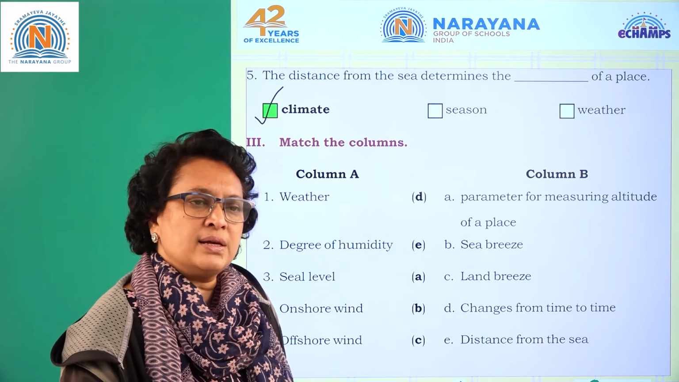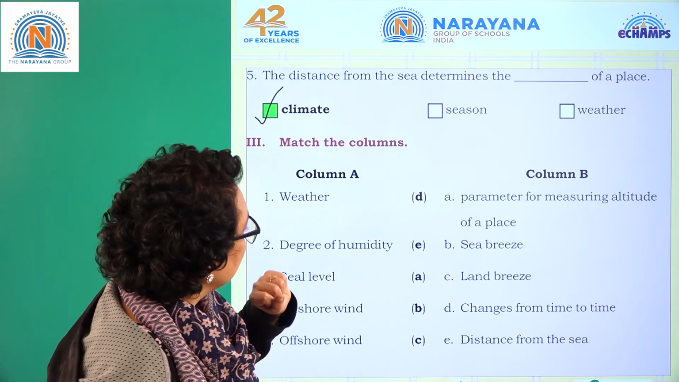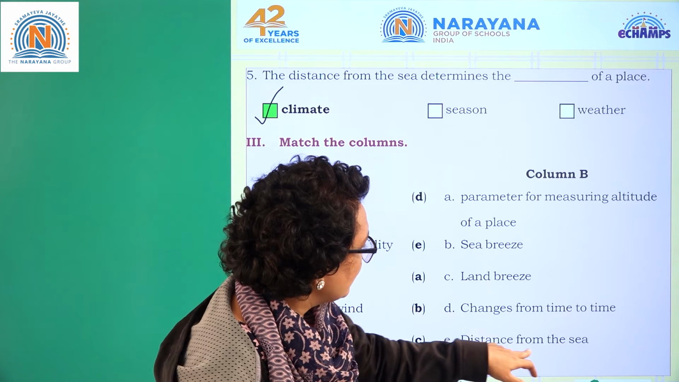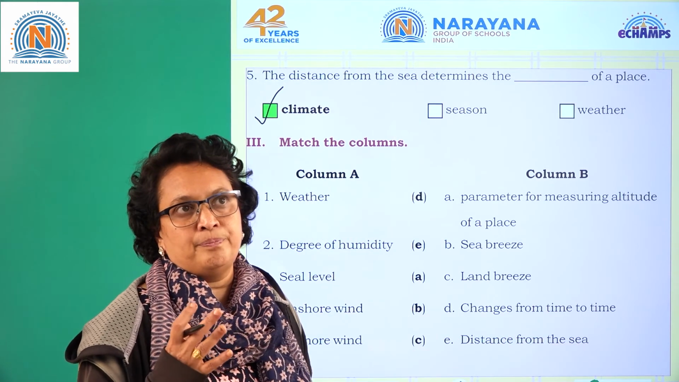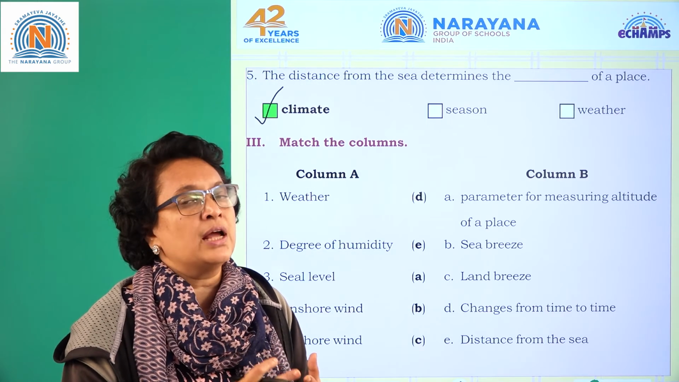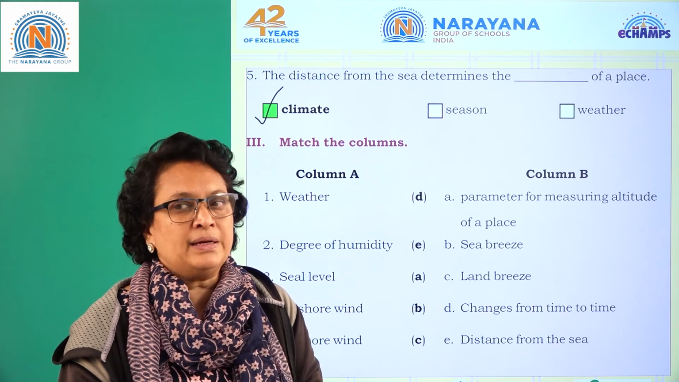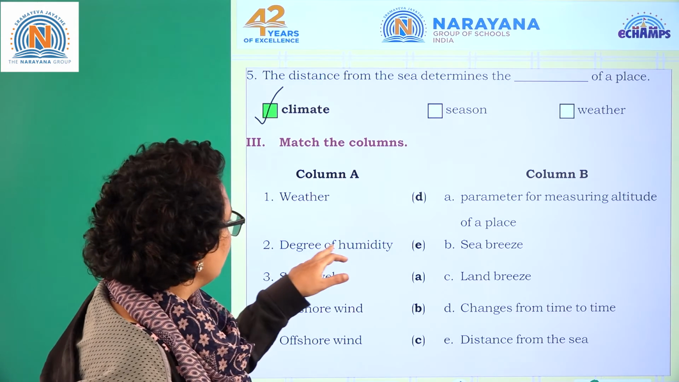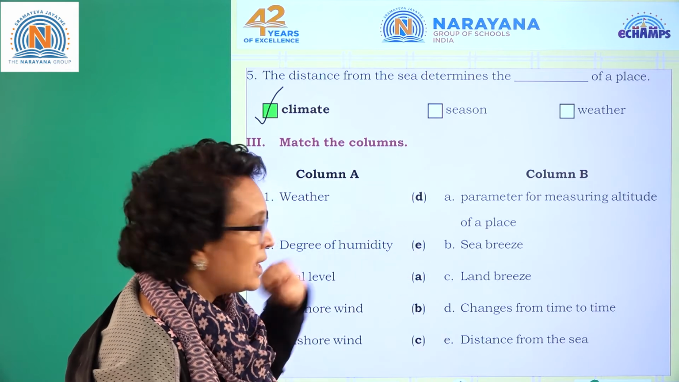Maybe it's very sunny, and immediately it can be rainy. Degree of humidity: distance from the sea. If a habitation is in the interior of the country, like in the continental area, you don't find that much humidity. But if you are in the coastal region, you experience a lot of humidity. So the degree of humidity depends on the distance from the sea. So E is the answer.